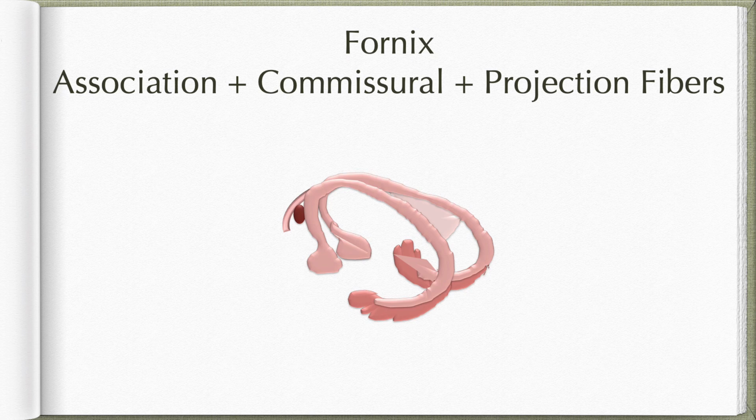So the main output fiber from the hippocampus is known as the fornix. Now this fornix is an exclusive fiber bundle made up of association fibers, commissural fibers as well as projection fibers. So this is the only fiber bundle which has a combination of all three types of white matter. So let us learn about its various parts.